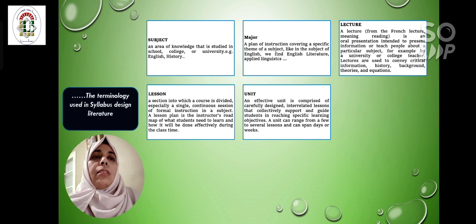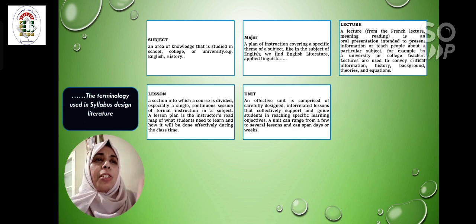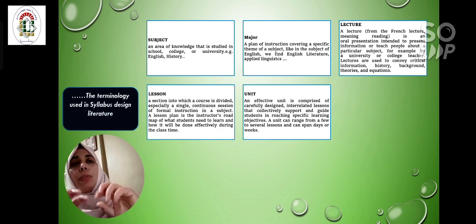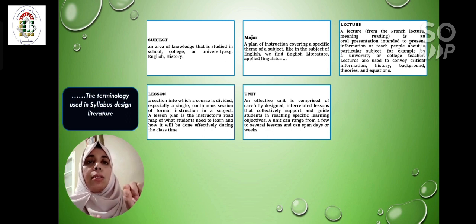A unit is comprised of carefully designed, interrelated lessons that collectively support and guide students in reaching specific learning objectives. Units can range from a few to several lessons and can span days or weeks. So the unit is a group of lessons, a series of lessons that fits one main objective.